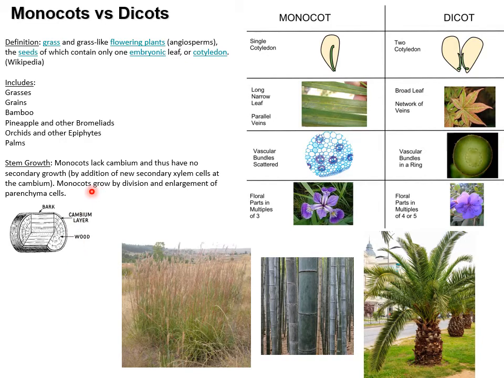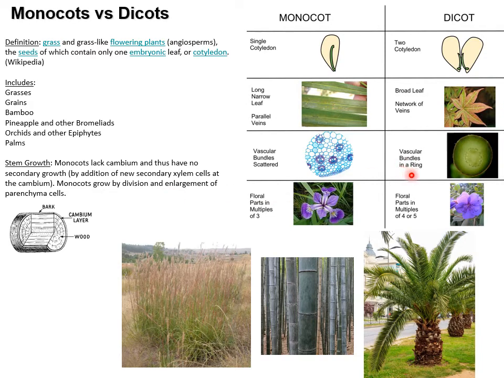And so what it's saying here is that there's no secondary growth, meaning there's no growth of cells of the secondary xylem. So that means monocots have to grow some other way. And so it says here they grow by division and enlargement of parenchyma cells. So what do I mean by that?